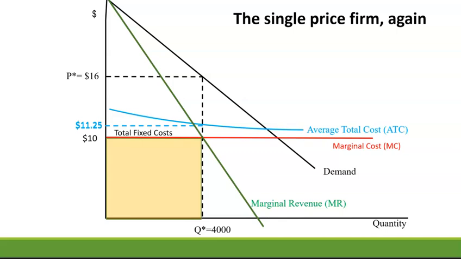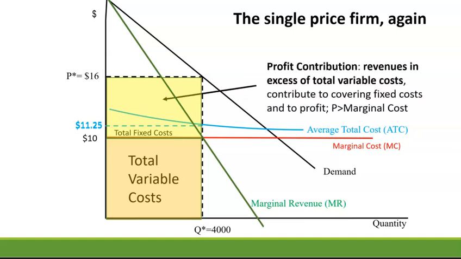So the area underneath the marginal cost curve is just telling us the firm's variable costs. It's just adding up the marginal costs of producing each additional unit of output. That's just going to be our variable cost. And this area here that I've colored in yellow is going to be our profit contribution, the difference between the price and marginal cost.